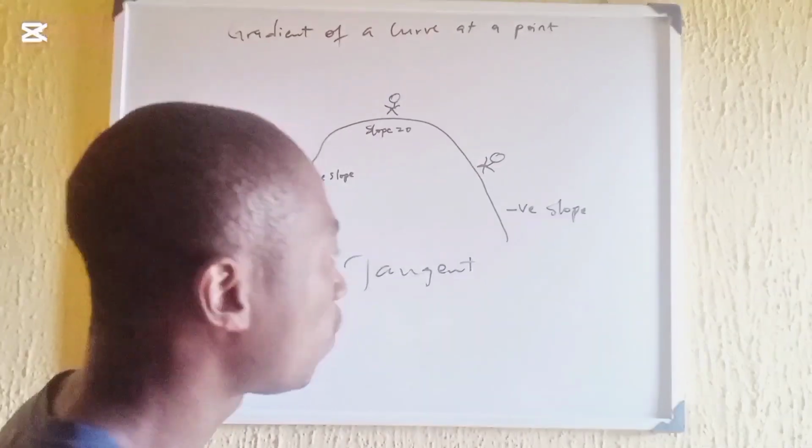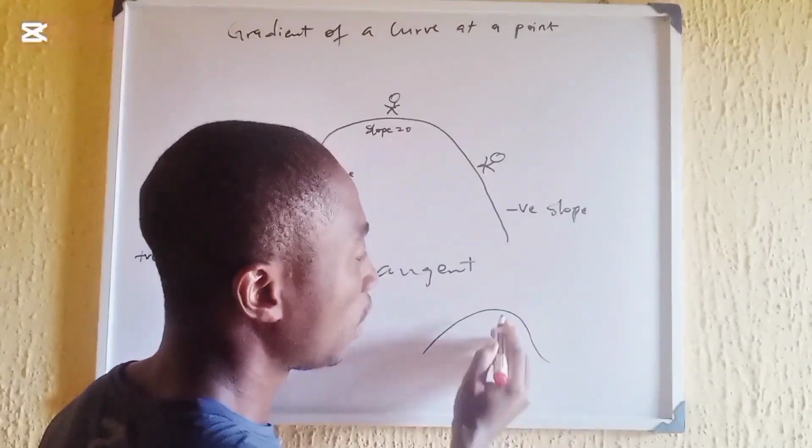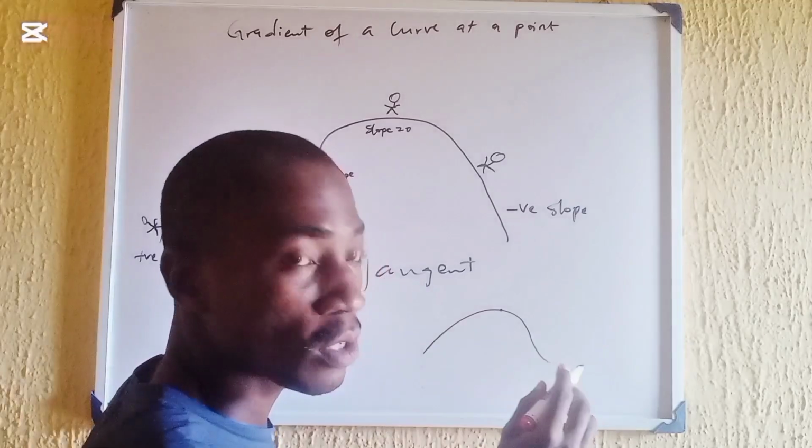So take for instance, you have this curve. Now I want to touch this point, but I don't have to cross the point.